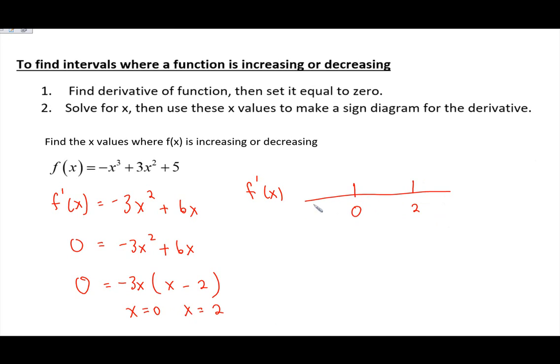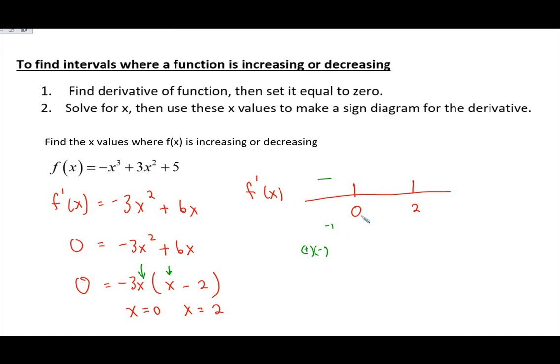So for example, to the left of 0, I could use any x value. Let's say I use negative 1. If I plug negative 1 into here or here, what am I going to get? Negative 3 times negative 1, negative times negative gives me a positive value. Over here, negative 1 minus 2 gives me a negative value. So positive times negative is negative. So I know to the left of 0, the derivative is negative.